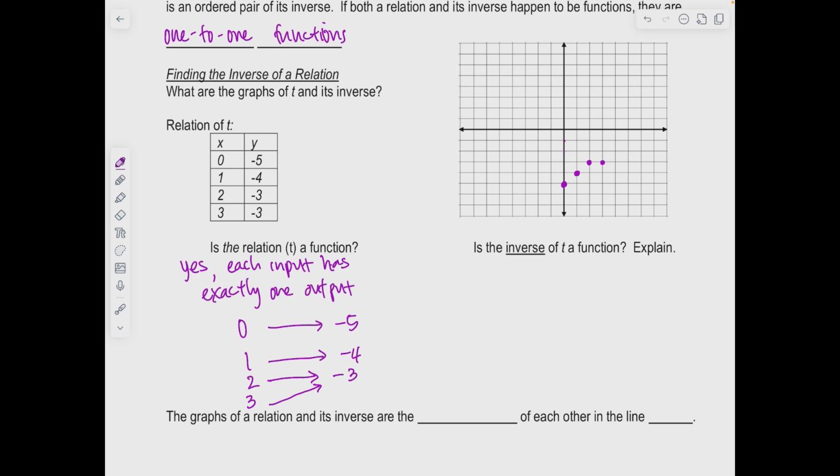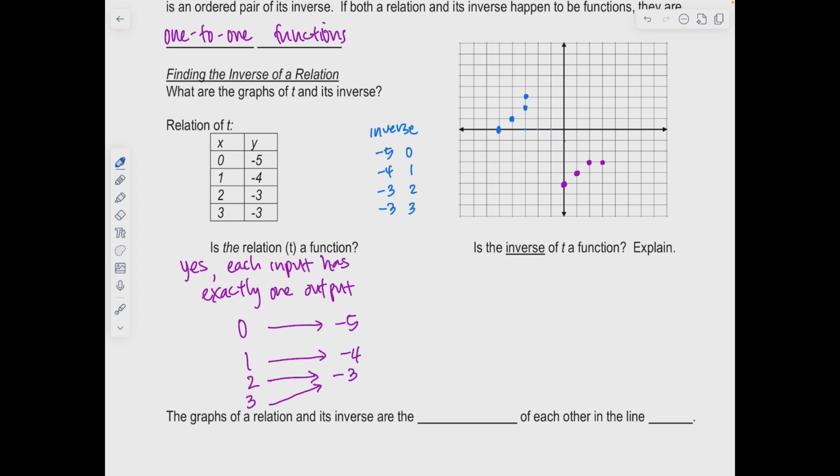Okay, now the inverse. I want to graph the inverse. So what's going to happen is all I'm going to do is switch the x and y values. So that means it's going to be (-5, 0), (-4, 1), (-3, 2), and (-3, 3). So that would be the inverse.